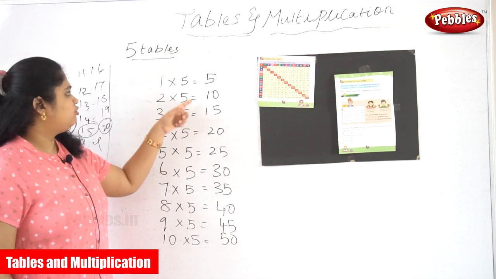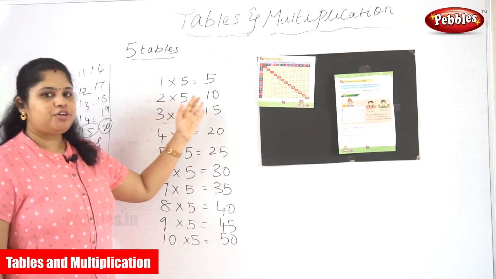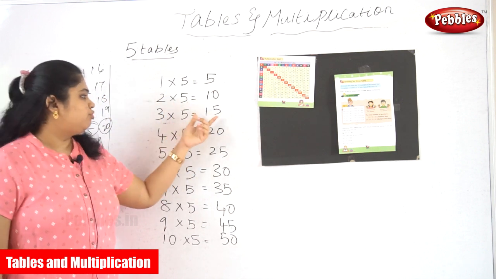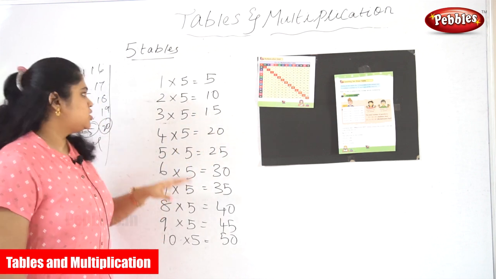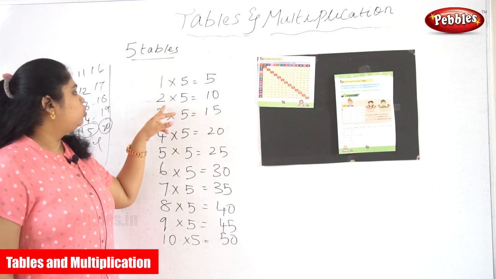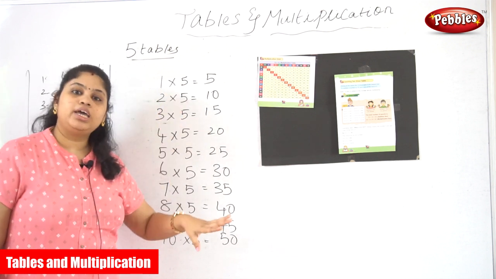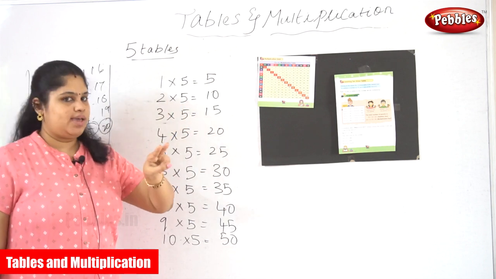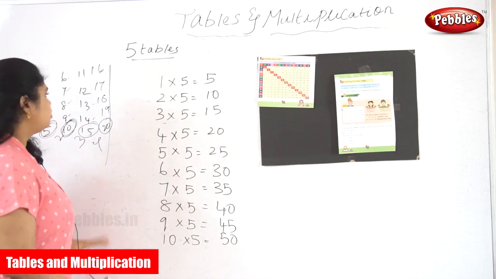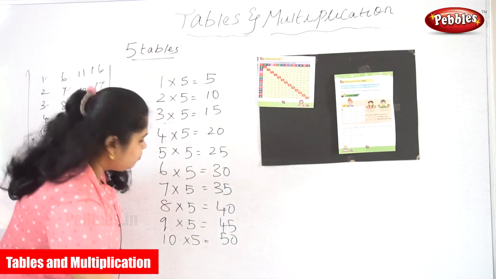So 1 into 5, 5; 2 into 5, 10; 3 into 5, 15. This has another meaning also. What is the meaning? If a 2 comes 5 times, there is a 10, or the 5 comes 2 times, that is a 10. This is also known, isn't it?